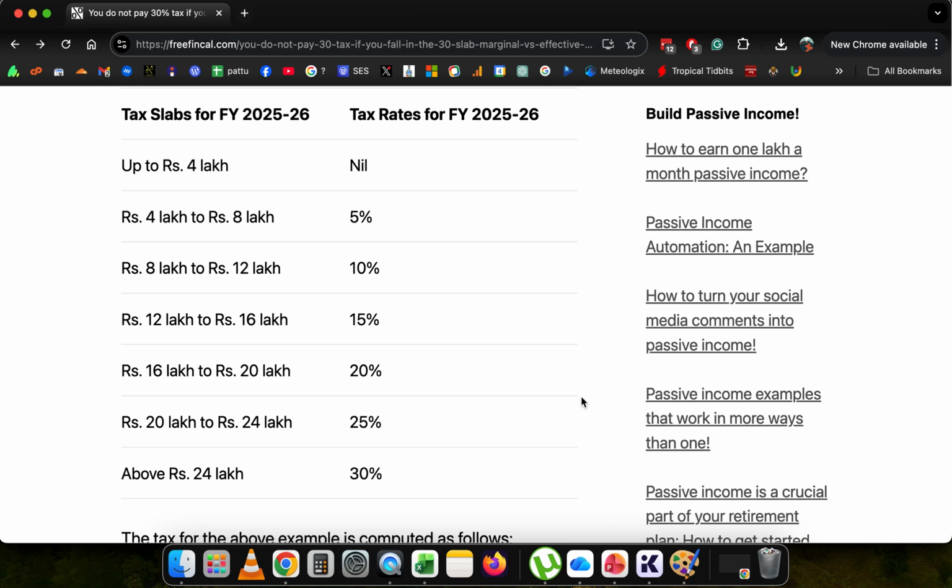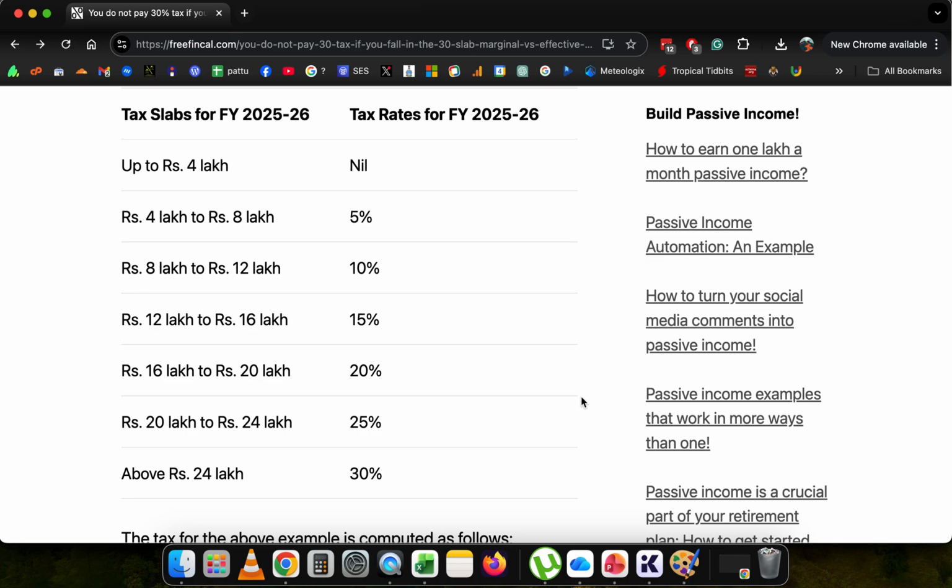Of course, you must recognize that there is a rebate. So for non-salaried, an income of up to 12 lakhs is completely tax-free. And for the salaried, there is a standard deduction of 75,000. So up to 12.75 lakhs, including the standard deduction, is completely tax-free.